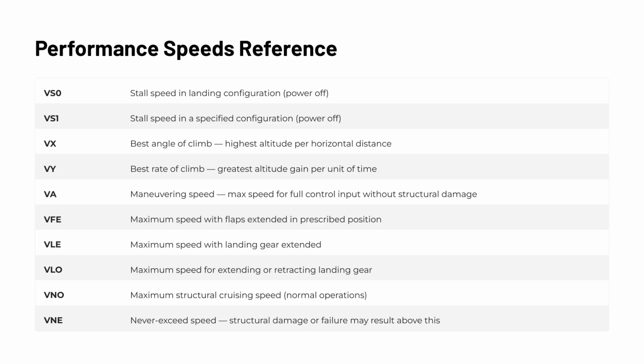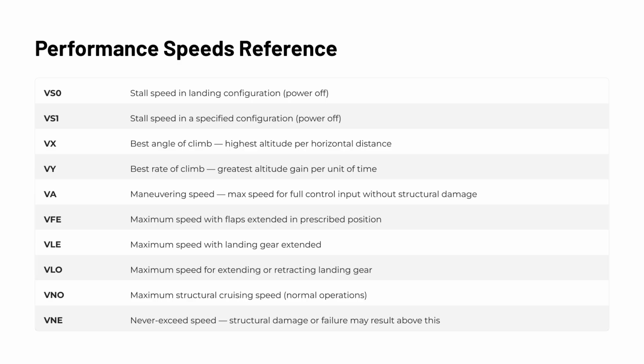For climb performance, VX gives you the best angle of climb, meaning the most altitude gained over a given horizontal distance, critical for obstacle clearance after takeoff. VY gives you the best rate of climb, maximizing altitude gain over time, your go-to speed for a normal climb to cruise altitude. VA, the maneuvering speed, is especially important.